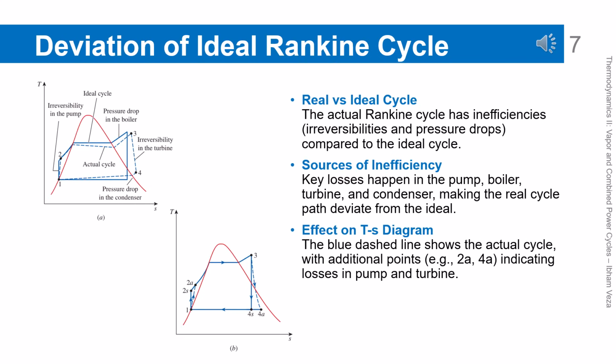Deviation of ideal Rankine cycle. In real systems, irreversibilities and pressure drops always exist in every component. As a result, the real cycle path deviates from the ideal one on the TS diagram. These losses occur in the pump, boiler, turbine, and condenser. The impact is a reduction in net work and thermal efficiency. Therefore, real analysis must always consider these deviations.